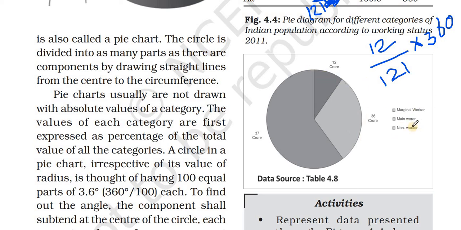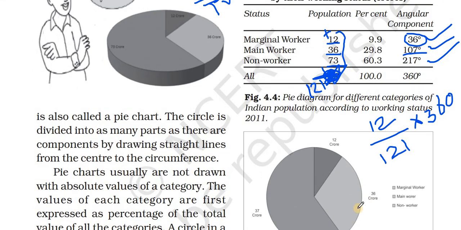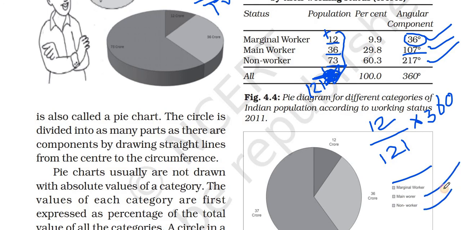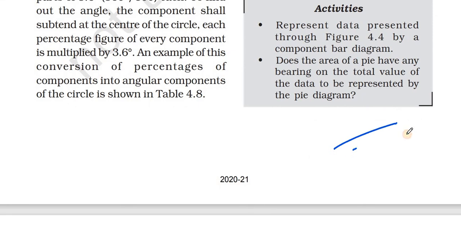Here this dark shade is marginal worker. Then here a light shade is there. The next one is main worker. Then the next one is more darker. Three shades are there, and you can mention them like this. Otherwise you can give different lines like this, and you can mention them.